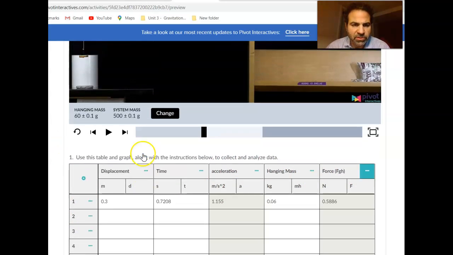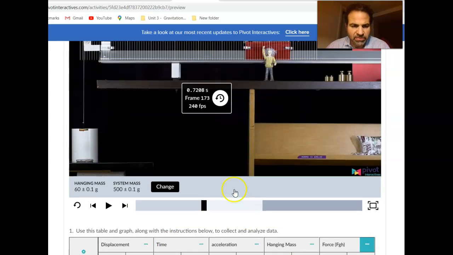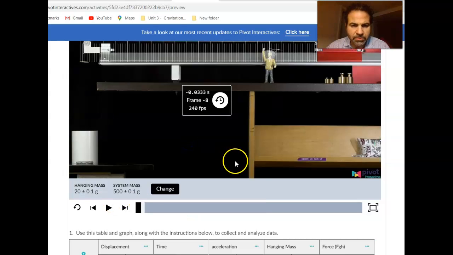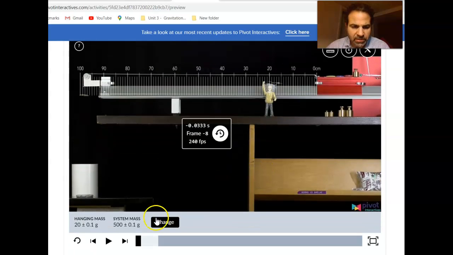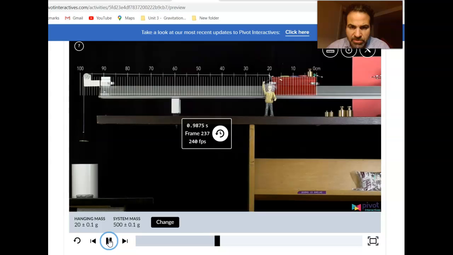Just need more data. So let's come back here. Right now, this was a hanging mass of 60. Let's change it down to 20. Load it up. Okay, let's go frame by frame until the string gets cut. All right, it's clearly cut right there. I'll reset my timer, and we're going to go 30 centimeters. It's taking a lot longer because there's not as much mass hanging.